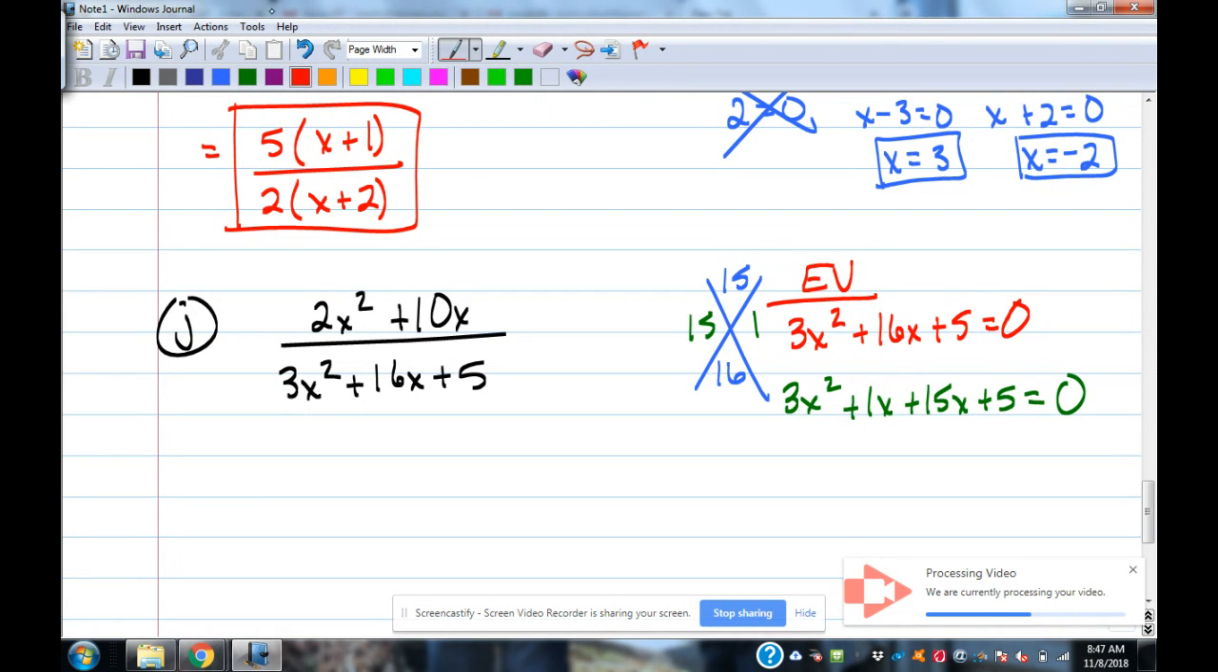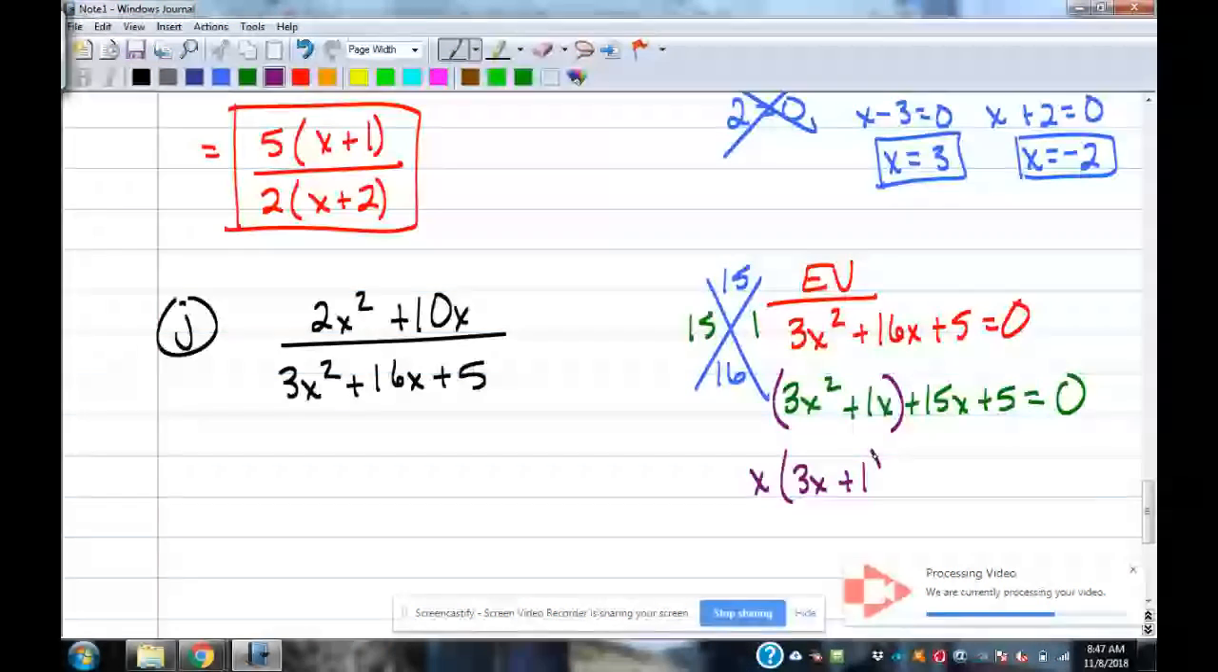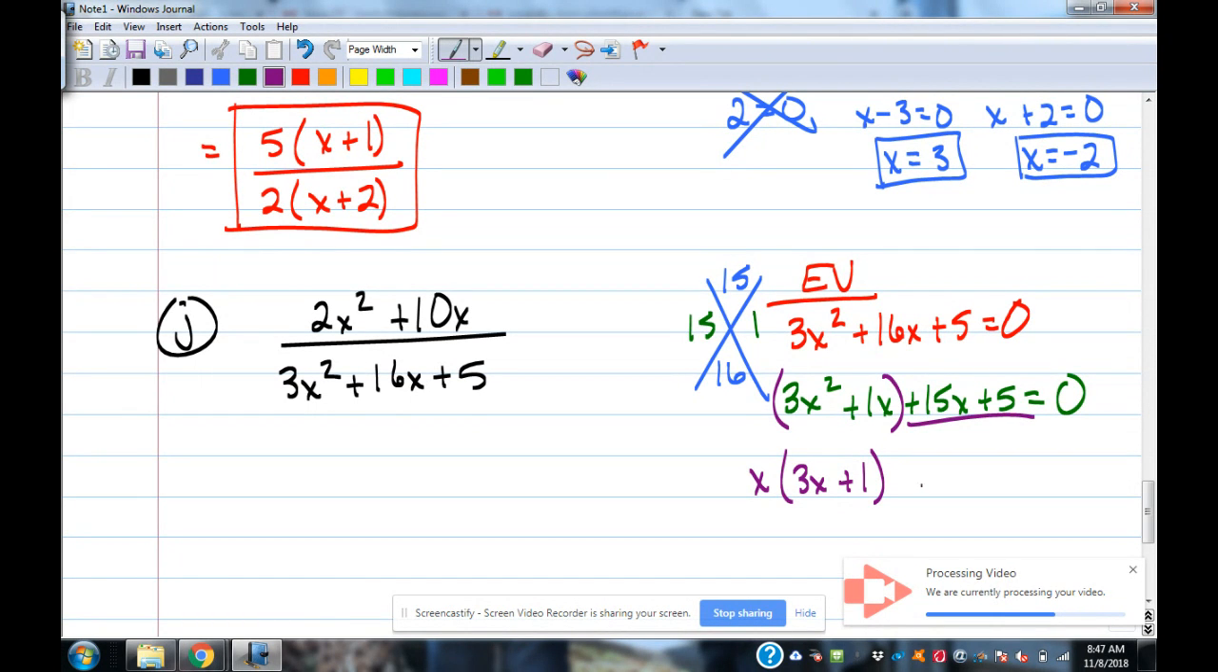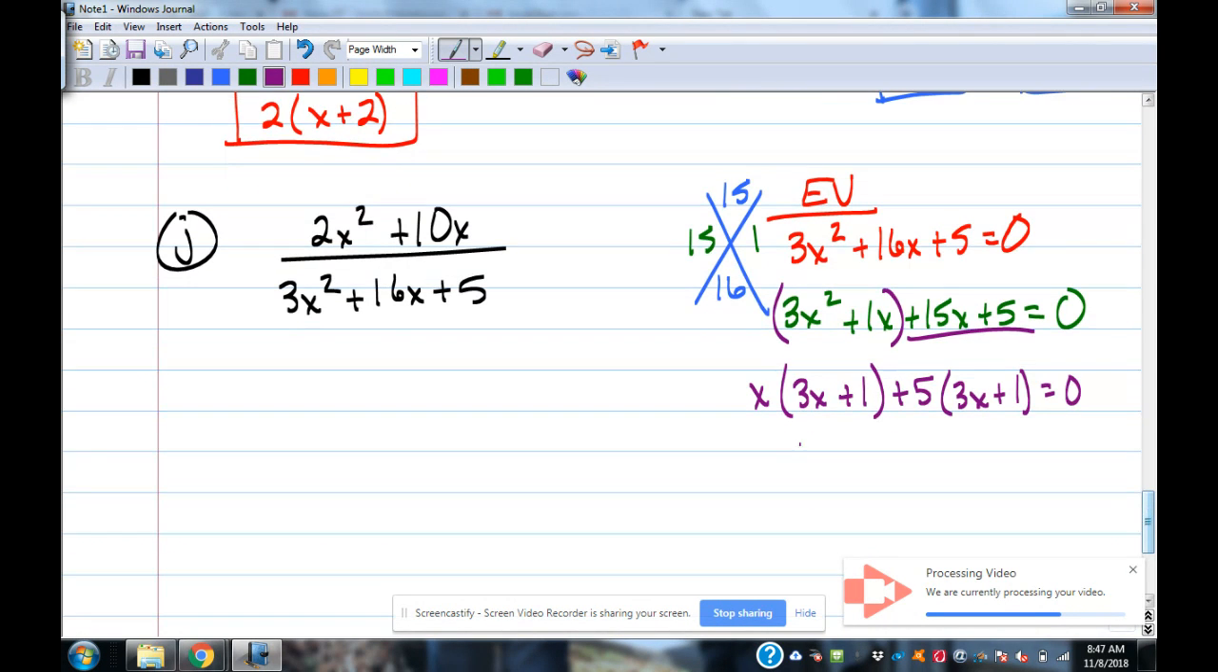So group the first two together. What's our GCF? 3, no, not 3. Just x, right? And that leaves us 3x plus 1. And then my second two have a GCF of 5. And that leaves us 3x plus 1 there. So the factored form would be 3x plus 1 and x plus 5.